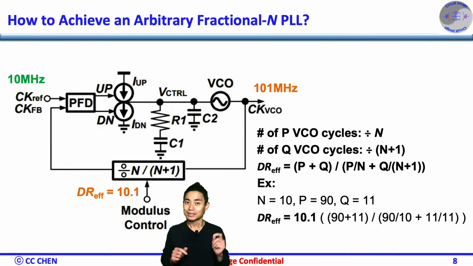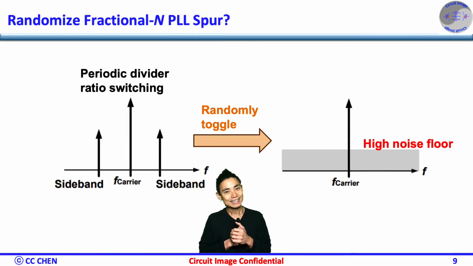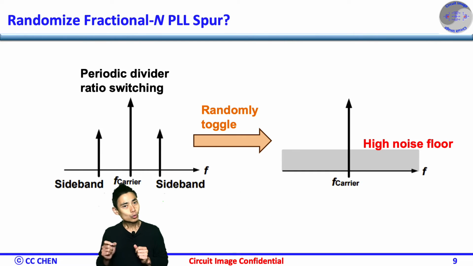Unfortunately, toggling the divide ratio between N and N plus 1 periodically causes a periodic disturbance in the VCO control voltage. What happens and what should we do to mitigate it? Yes, the periodic divide ratio switching will cause the runtime phase error accumulation over N reference cycles, which is a relative crossing burst in the frequency domain, and could be worse than the reference spur in an integer N PLL.